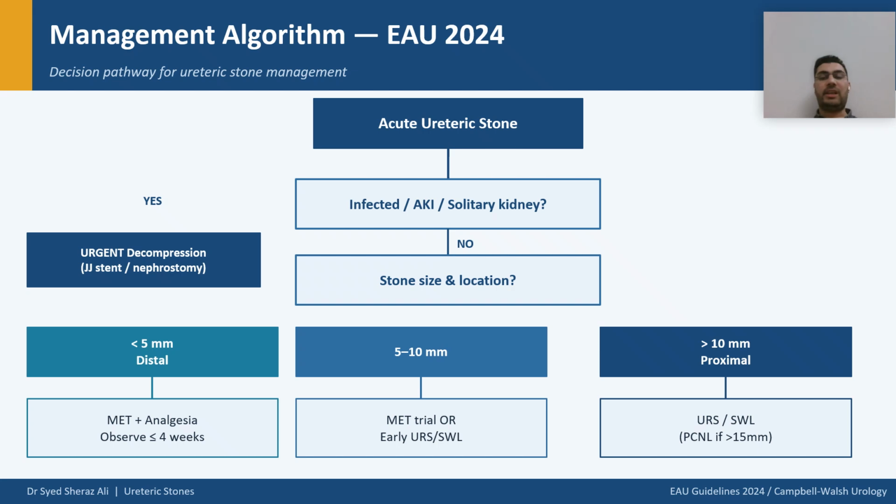Large stones greater than 10 mm, especially proximal, require active intervention. URS or ESWL for most proximal stones. We reserve PCNL for stones greater than 15 to 20 mm in the proximal ureter. This algorithm ensures we do not miss emergencies while avoiding over-treatment of stones that will pass spontaneously.